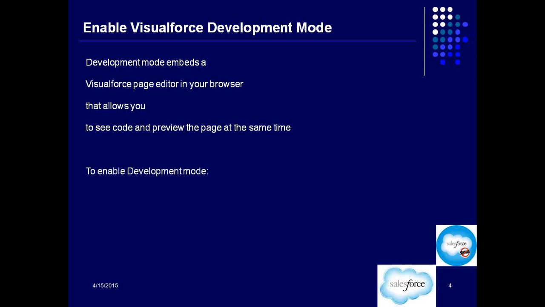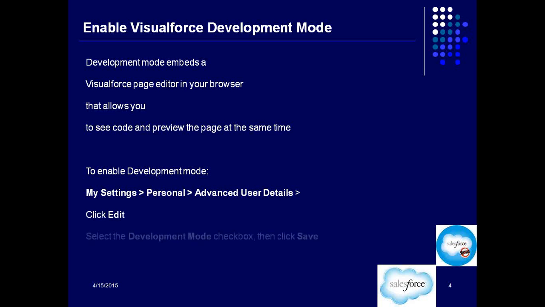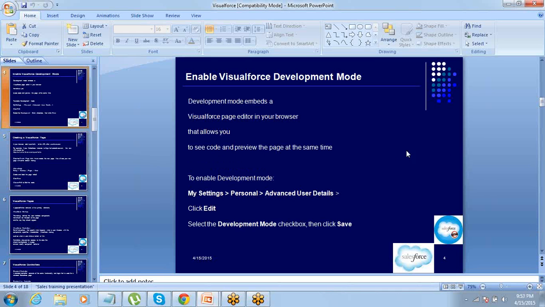To enable development mode, in case it's not enabled for you, just follow these steps. Go to My Settings, Personal, Advanced User Details, and then click on Edit. Select the Development Mode checkbox and click on Save. Can we quickly do this? If I have to show it to you, just give me a second.